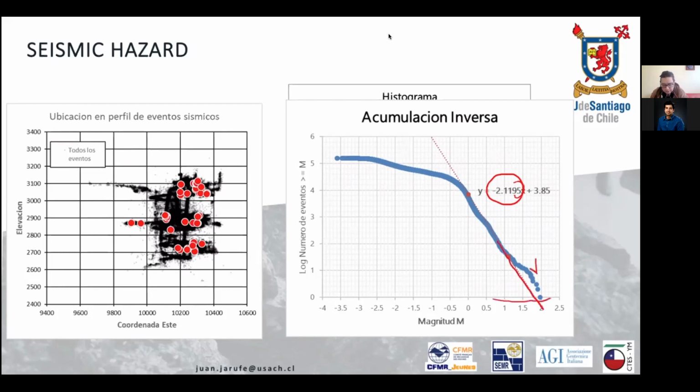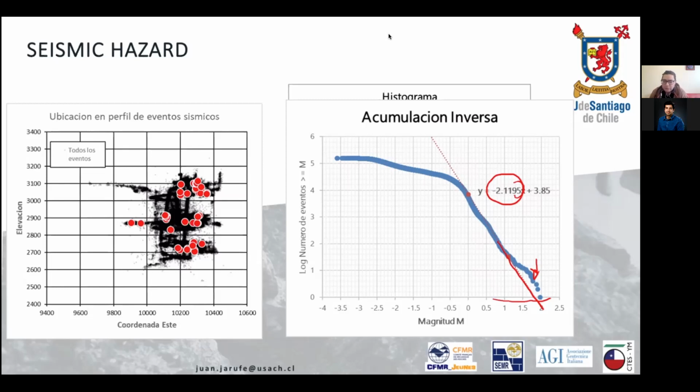This is usually understood as, some people understand that intersection as the maximum magnitude that you could expect. However, we will see that that is not completely right, because we can have a distribution of maximum magnitude. It's not just one single value.